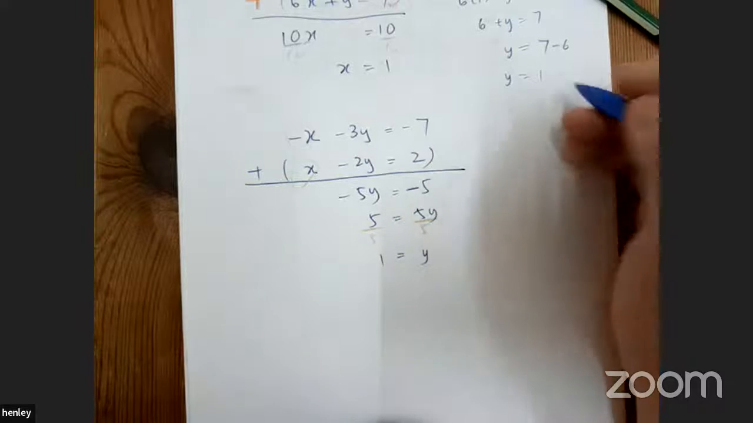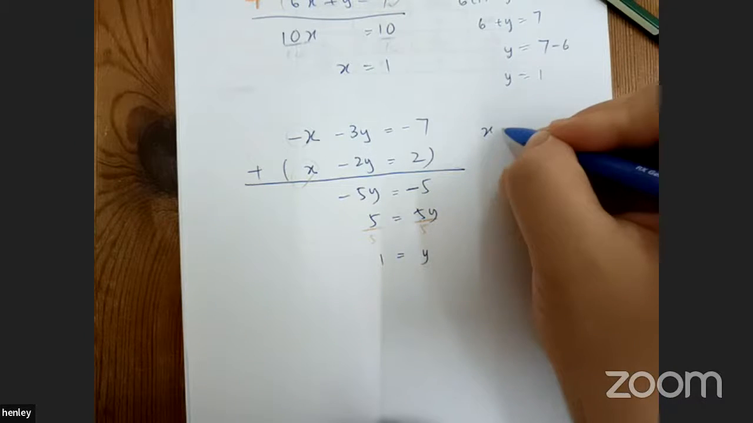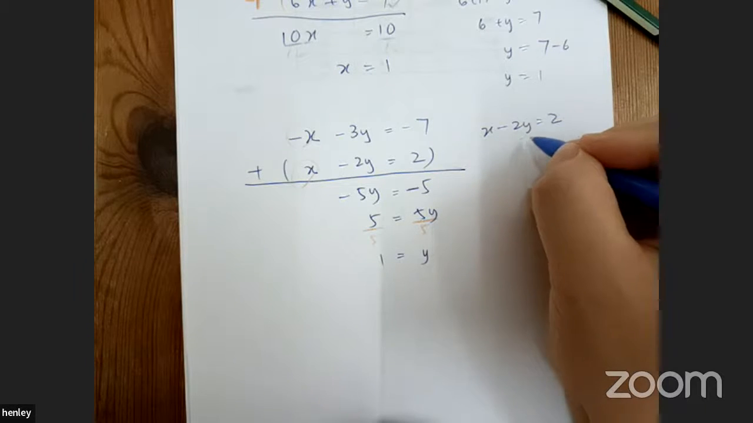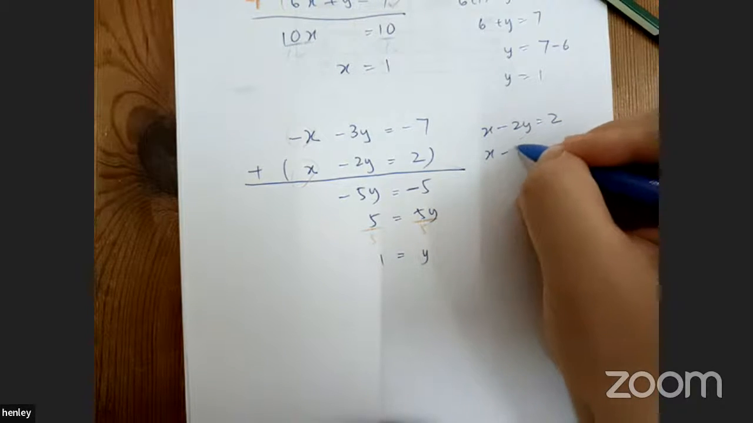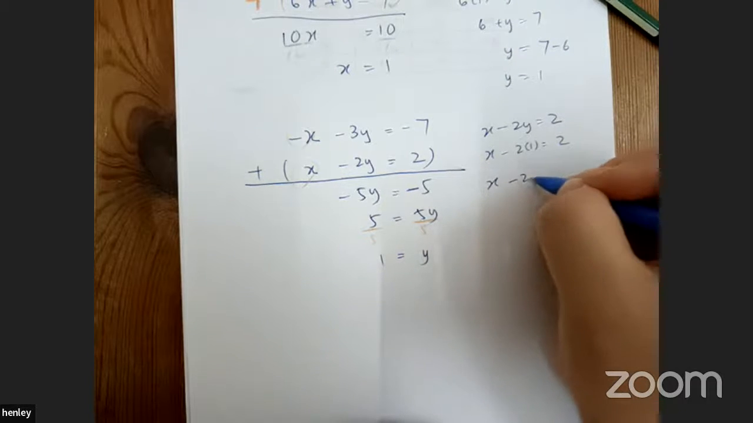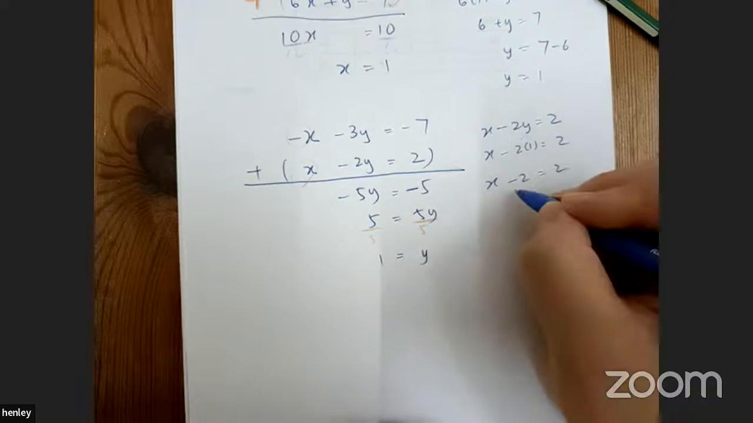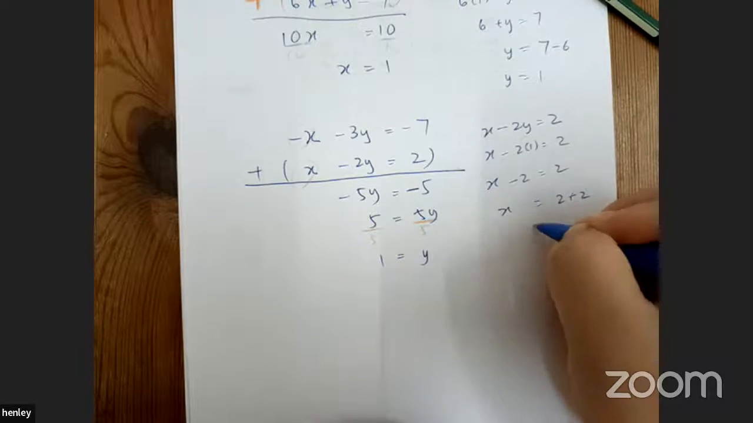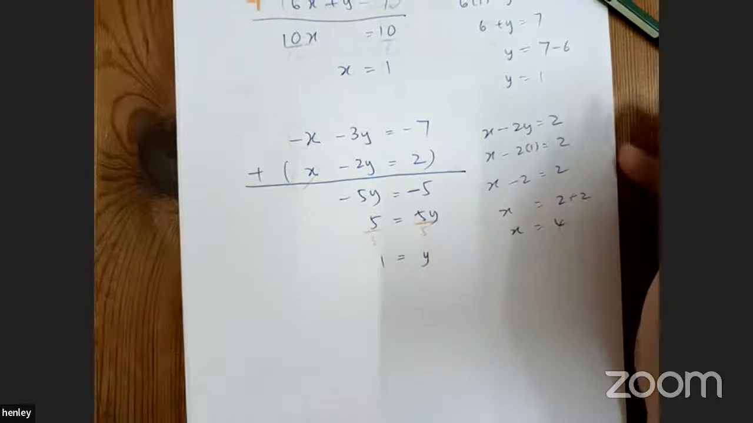Again, I need to substitute into any one, for example, this: x minus 2y equals 2. So this y is 1. x minus 2 times 1 is 2. So x minus 2 is 2. This minus will change to the other side, so we get 2 plus 2. So it's 4. The x is 4.